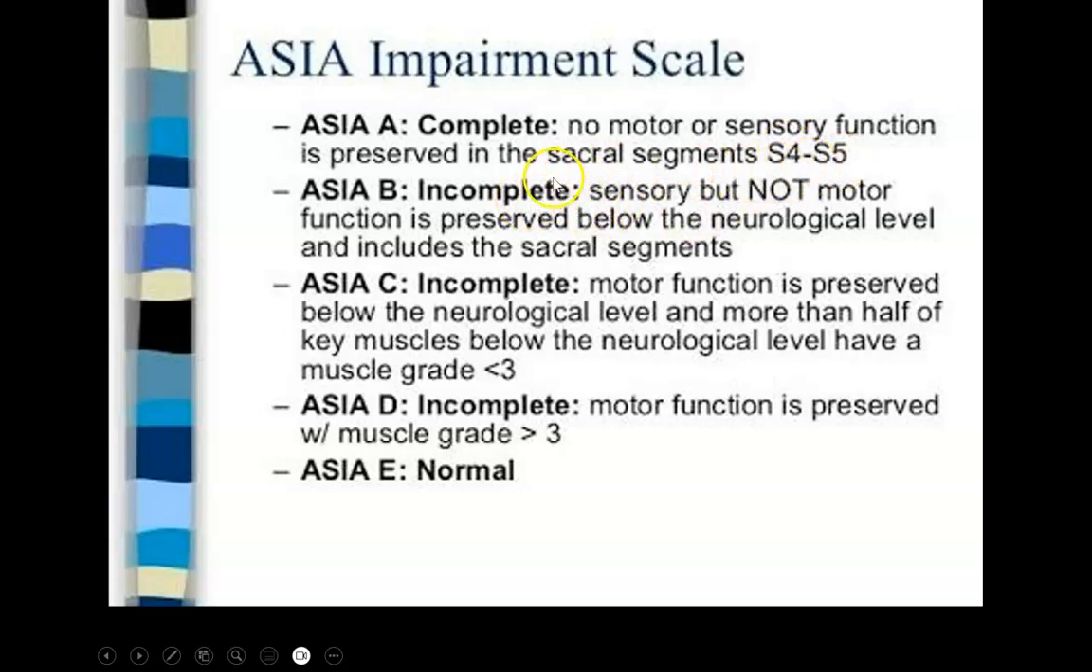Including C4 and C5, S4 and S5. ASIA B is incomplete, where the sensation is preserved but no motor function. ASIA C, incomplete, where the sensation is preserved and the motor function is also preserved, but the power is less than 3, grading power. And ASIA D, incomplete but motor function preserved and the muscle grade is more than 3, and ASIA E is normal. So A, B, C, D, and E ASIA.